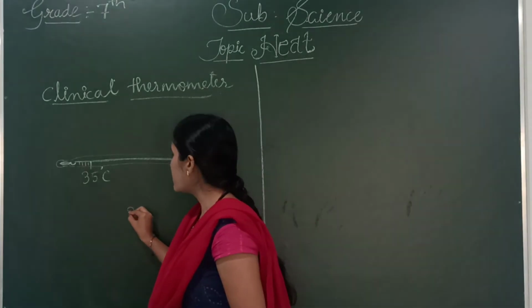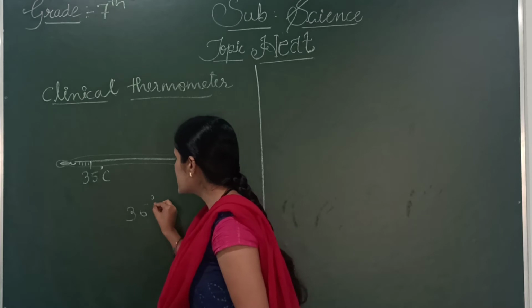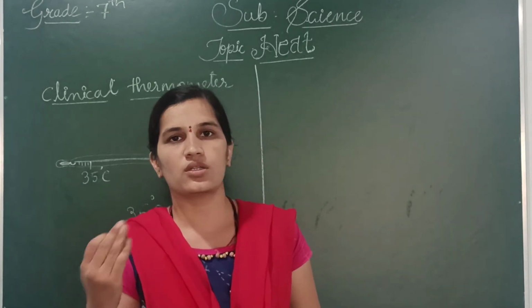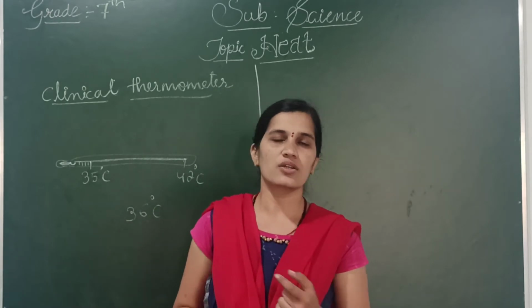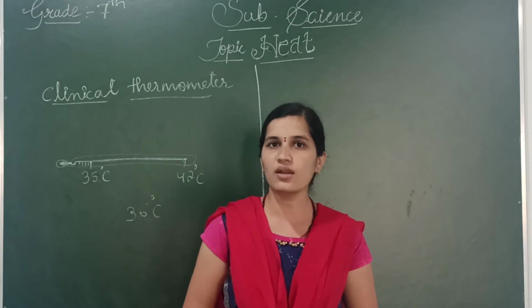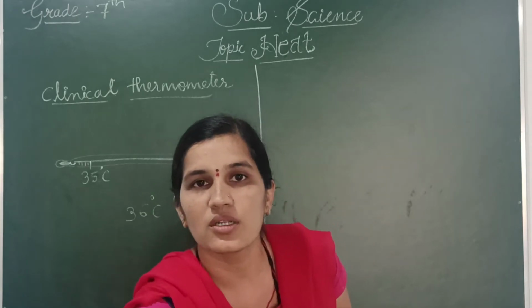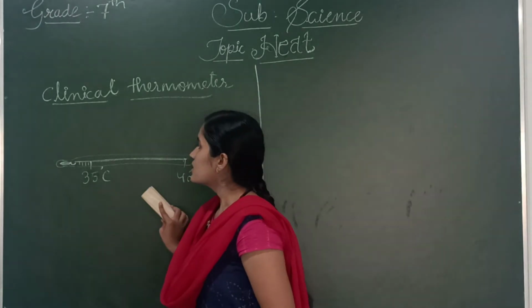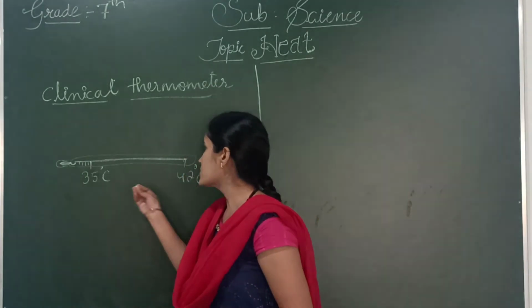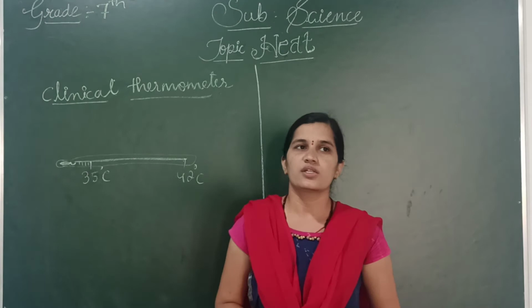This is the normal temperature of every human being who lives on earth. The normal average temperature is 36 degrees Celsius. That is the average, but from one person to another there may be a slight difference in body temperature according to the region where they live. The second point is that the reading starts from 35 degrees Celsius to 42 degrees Celsius.